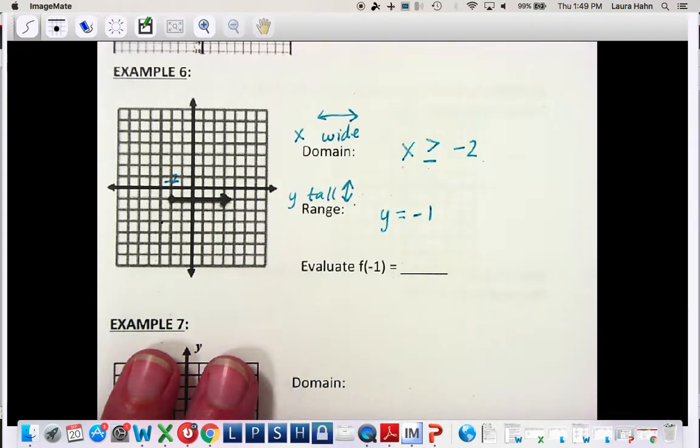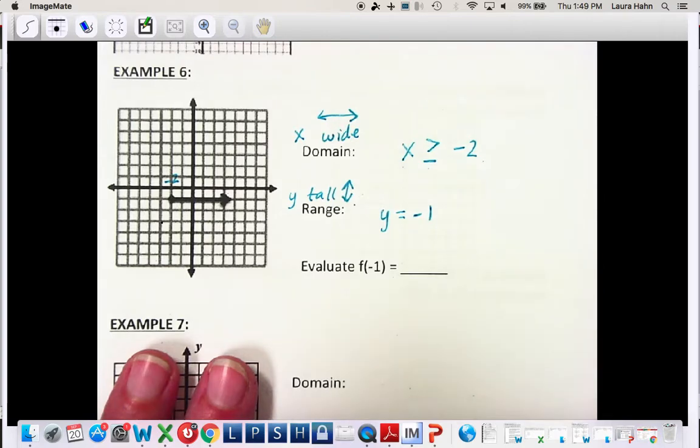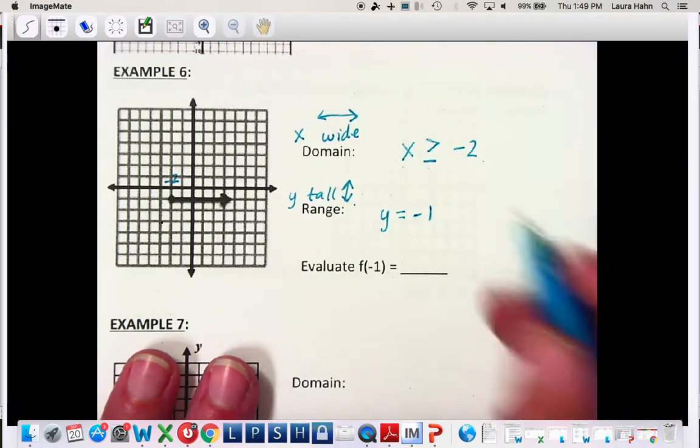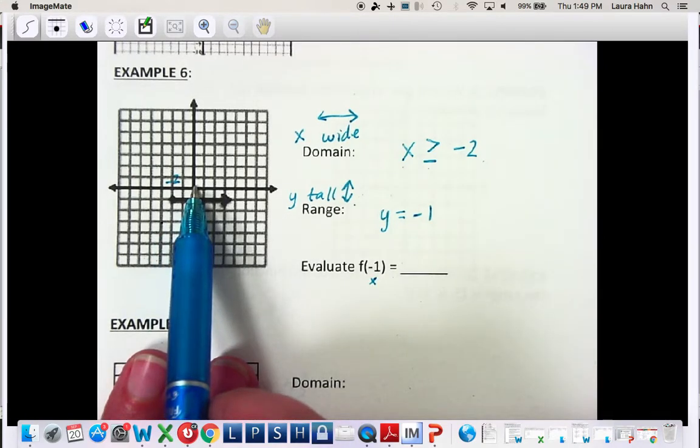And it's only -1 because it never goes higher, it never goes lower. It's at the same height the entire time. All right, evaluate f of -1. So we're going to go to where x is -1. So here's my origin. Go back 1.